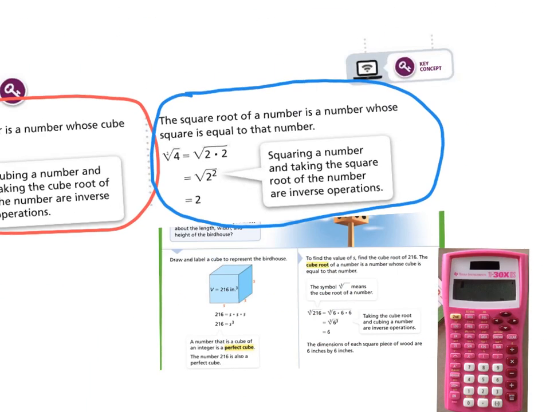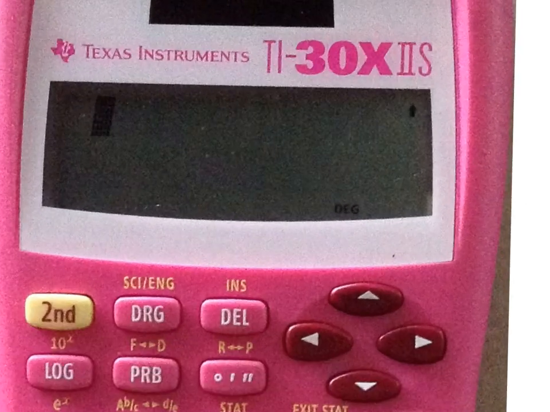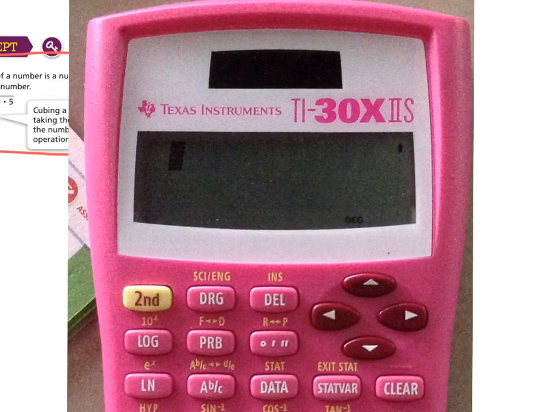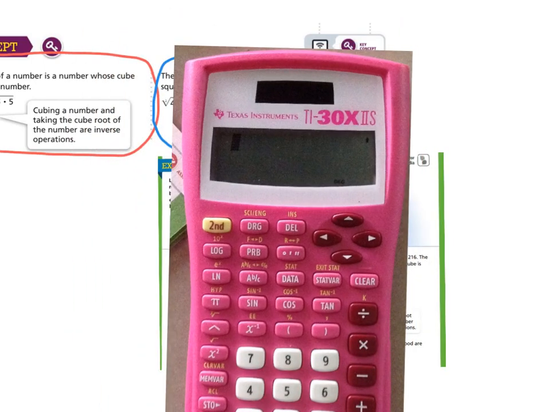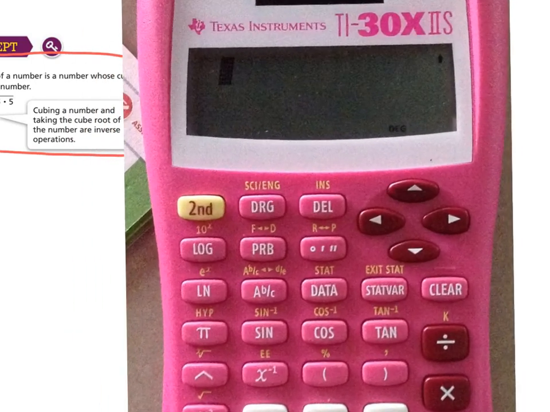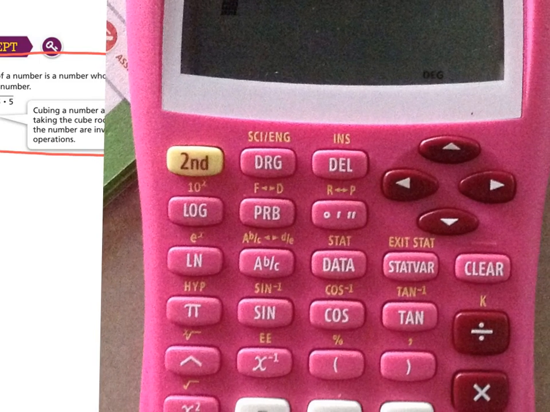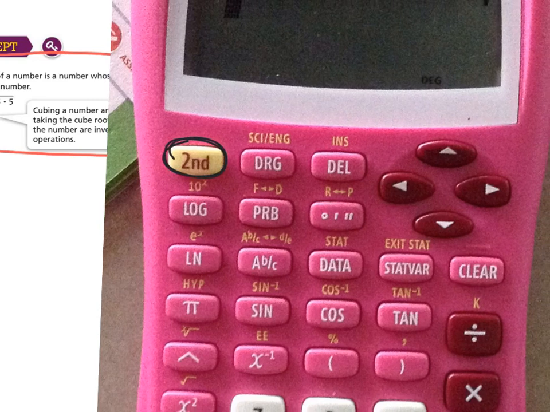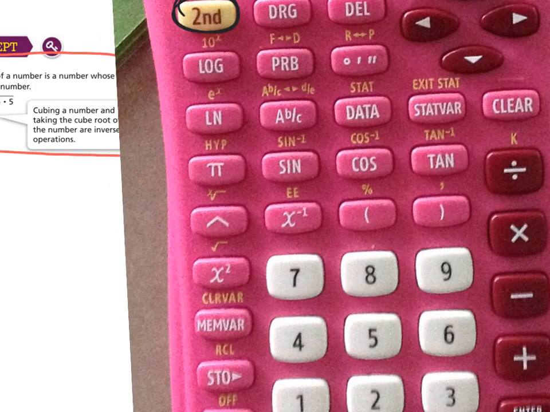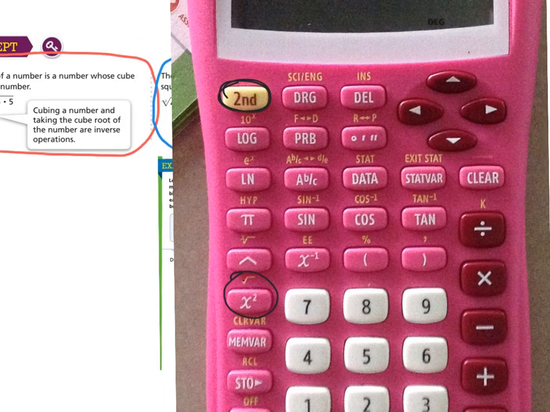On your calculator, which might be different than my pink one here, there's ways we can do the square root and the cube root. So to do the square root, you might have done this before. You can do the second button, and then there's an x squared button. Right above the x squared button, there's the square root. So if you do second and then that button, and then type in whatever it is you want to take the square root of, that'll give you the square root.